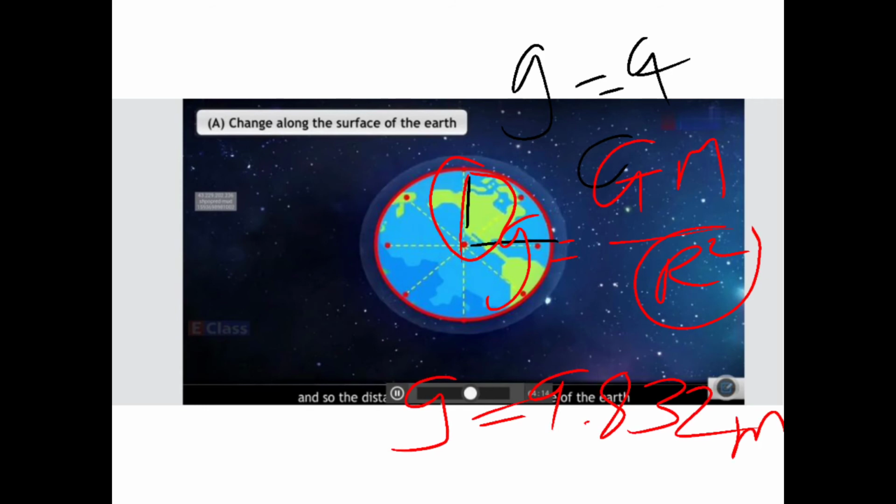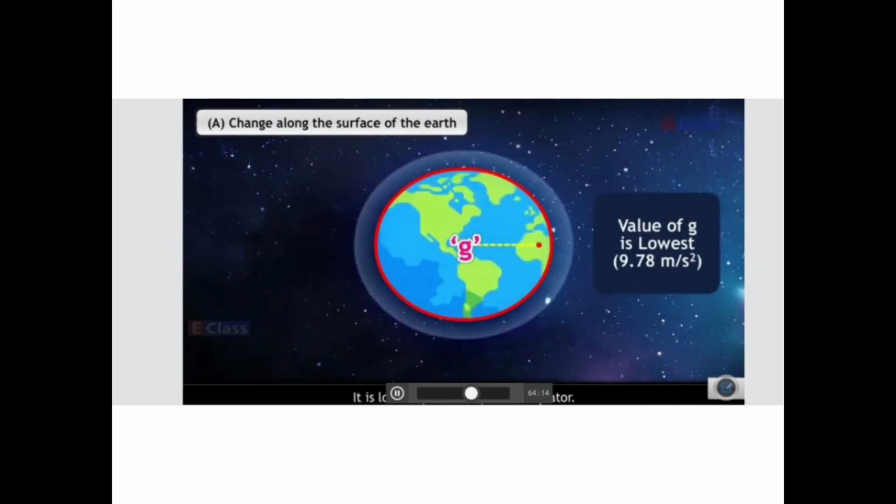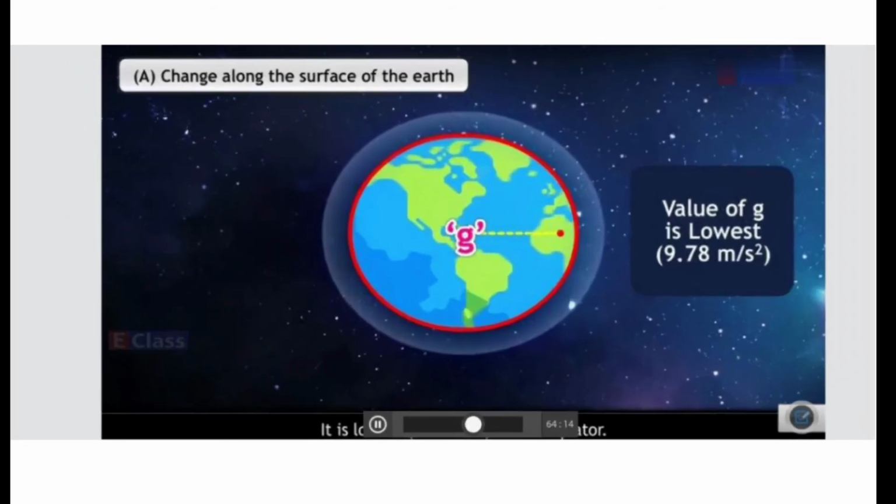Okay. So when you will come to equator, what will happen? When you will come to equator, obviously the distance has increased, the value of g is decreased. So you will get the lowest, something around 9.78 meter per second square at the equatorial places. Okay, so we will get lowest at the equator and highest at the poles.